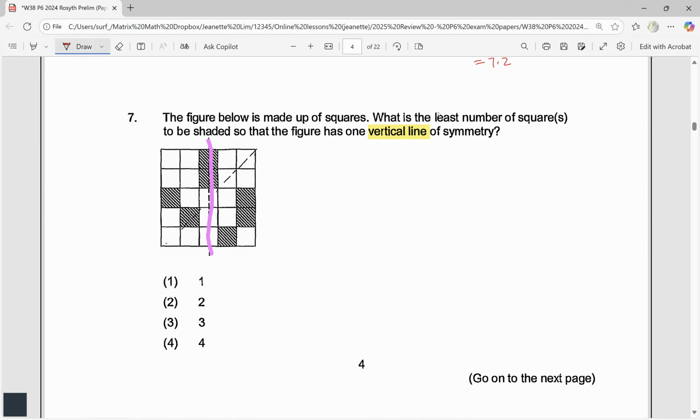Okay, vertical will be easier. This is fine. This is fine. These two match each other. And then you have this which is here. And then you have this one. This one, match this. So that's two squares. And then last this. Okay, so whatever is on the left has to be the same on the right, mirror image. So we have three additional squares shaded. So answer is 3.